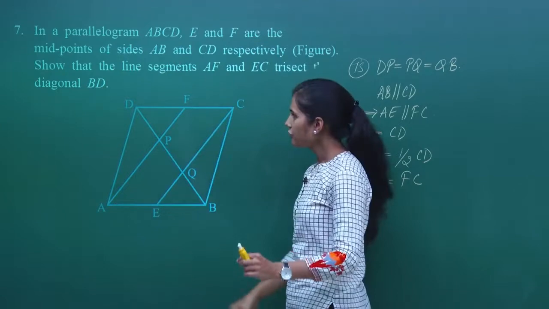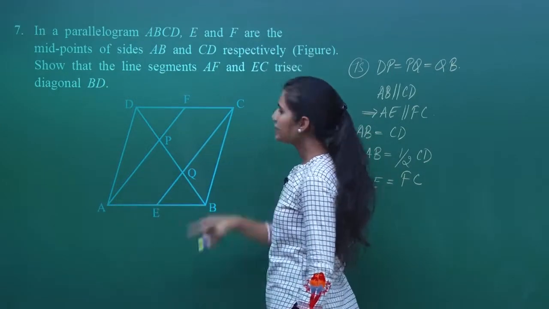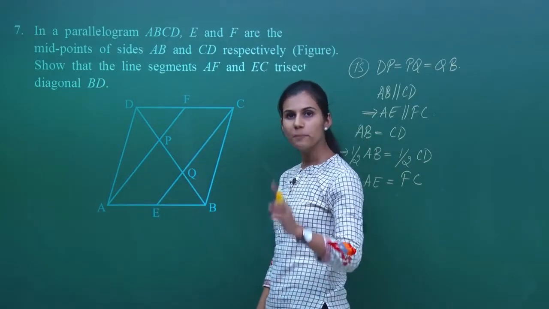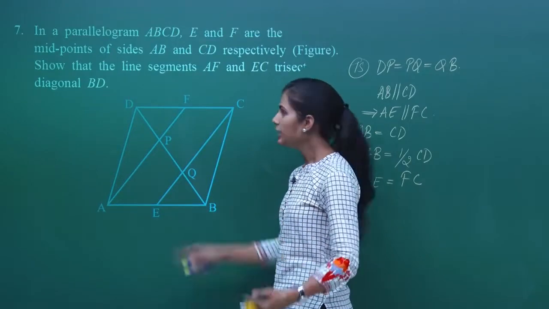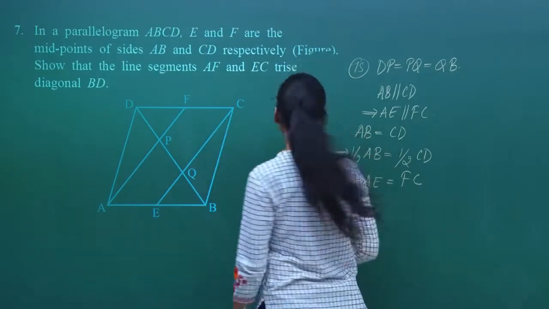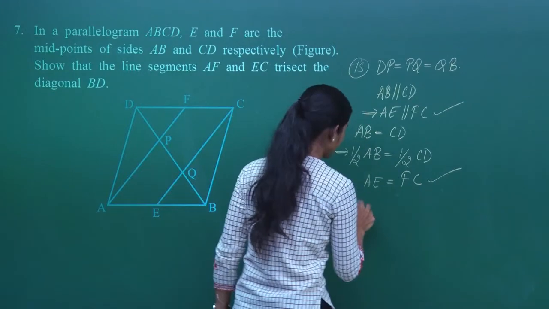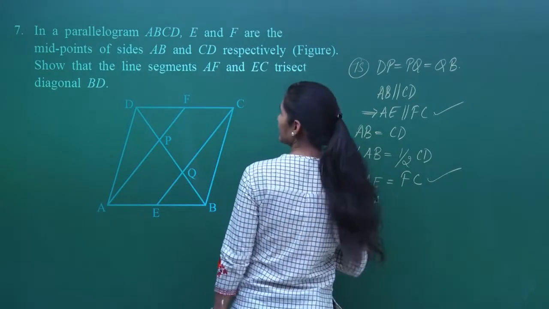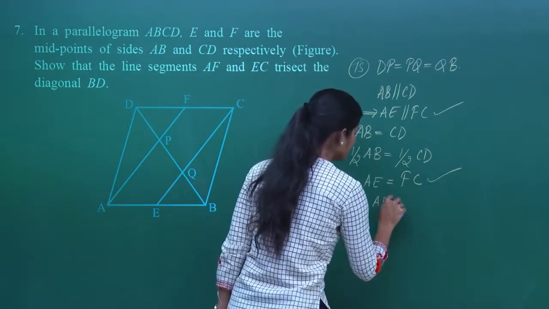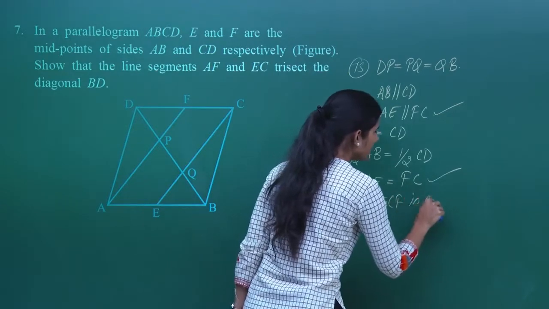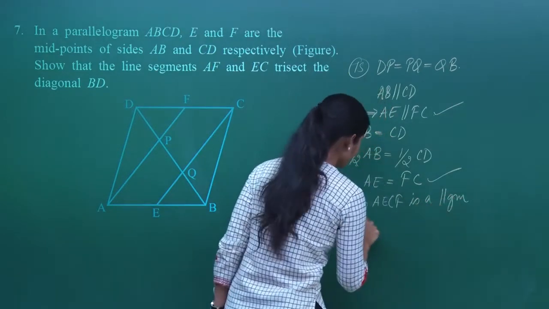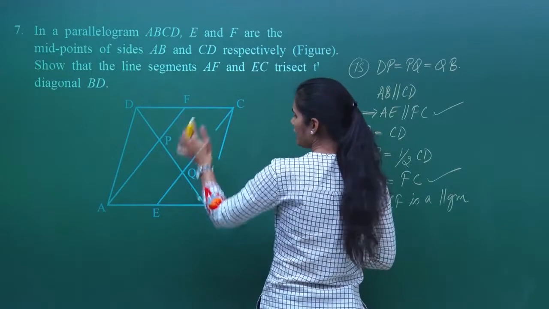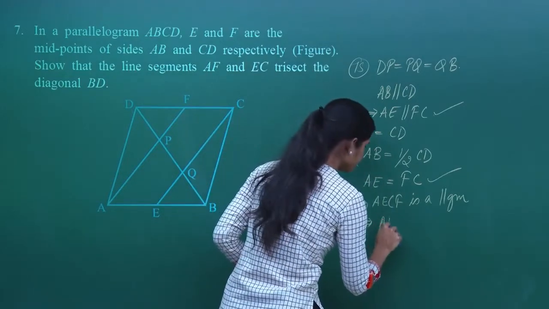You can clearly see FAEC is a quadrilateral. In a quadrilateral, if one pair of opposite sides is parallel and equal, then that quadrilateral is a parallelogram. So, by this and by this, I get AECF is a parallelogram, and this implies AF is parallel to EC.